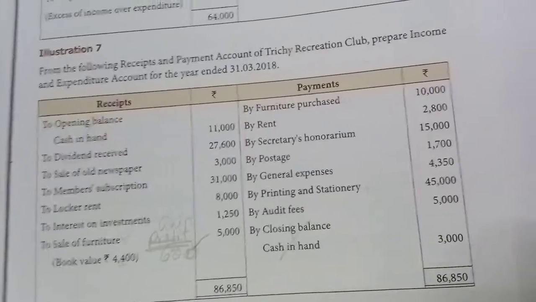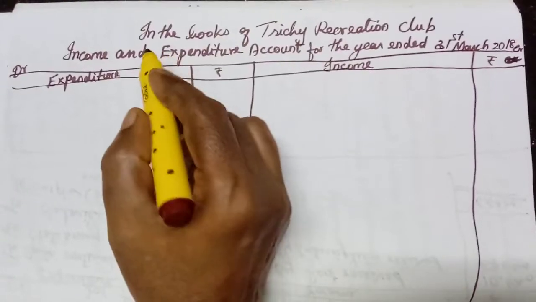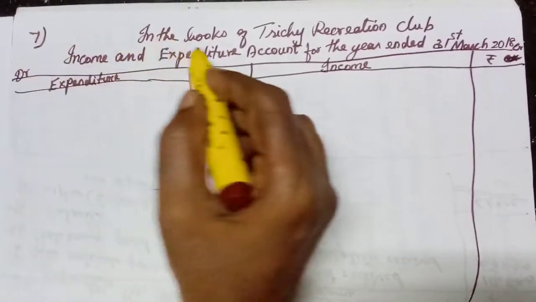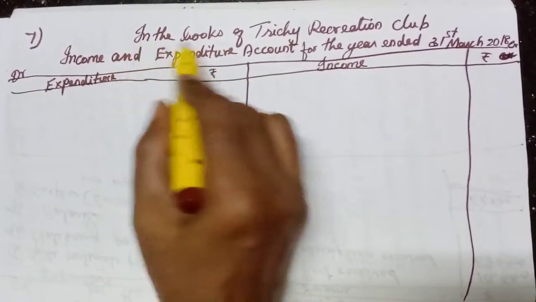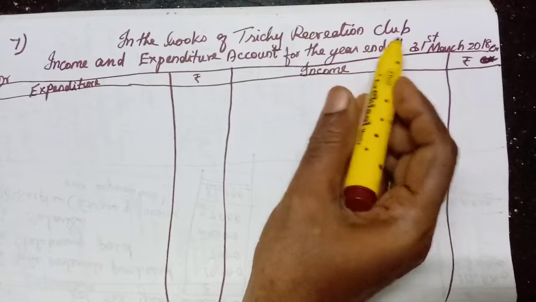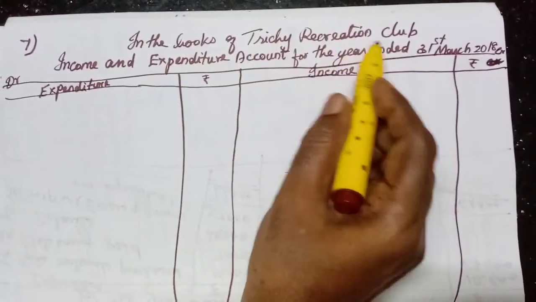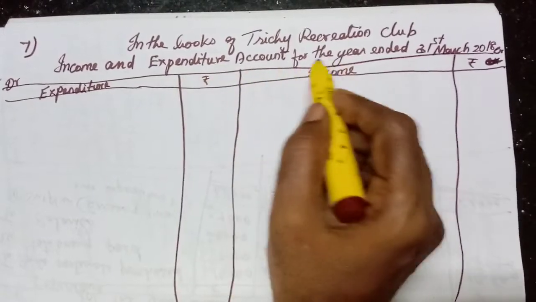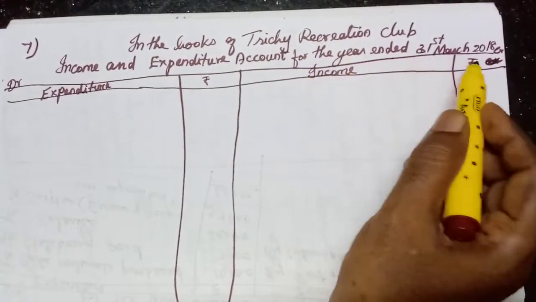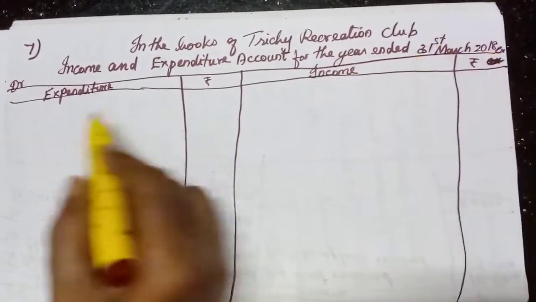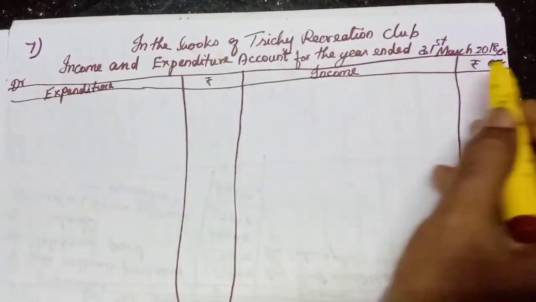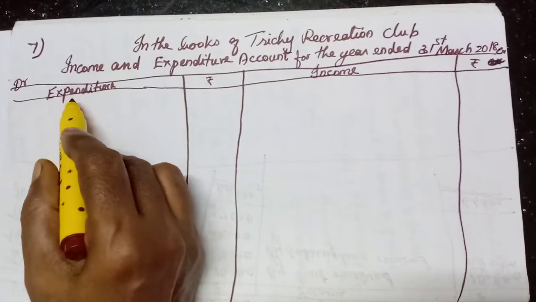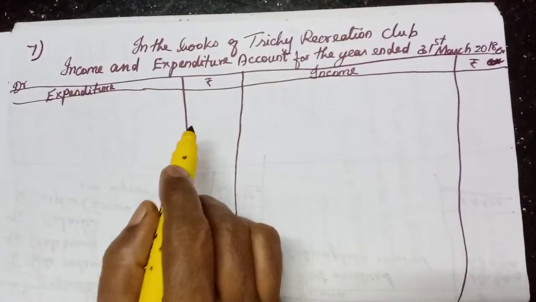Now I will do the answer. First we have to write the number, 7. Then first we have to write the heading: in the books of Trichy Recreation Club. That organization name we should write. Then the account name, income and expenditure account. Then the period: for the year ended 31st March 2018. Draw a line. Then debtor, creditor. Then income credit side, expenditure debit side, rupees you have to write.